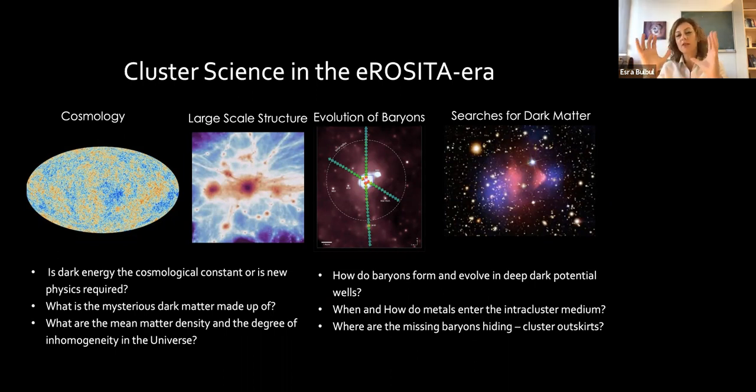Because these objects are the most massive gravitational potential wells in the universe, they don't lose their baryons. So the metals or the baryons in general are locked up in clusters. So we have high redshift ones, we have low redshift nearby ones, right? We can basically observe the evolution of baryons within these massive gravitational potential wells. So that's one of the things that we have been working on.